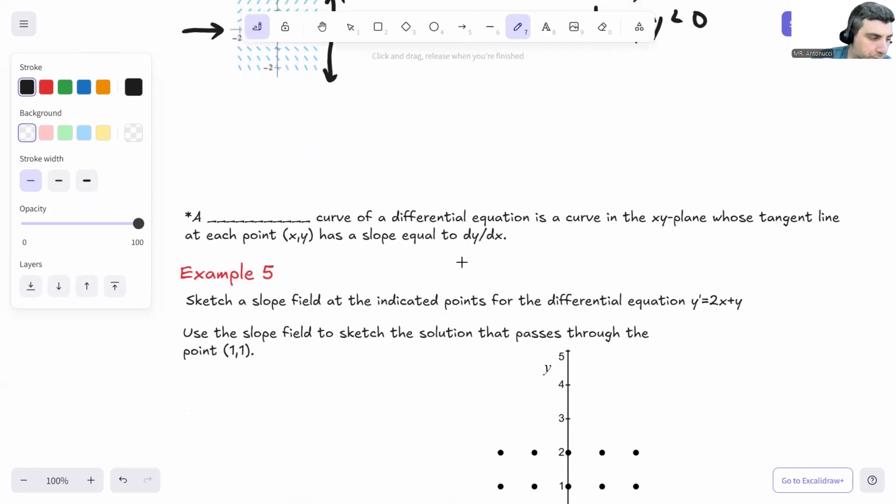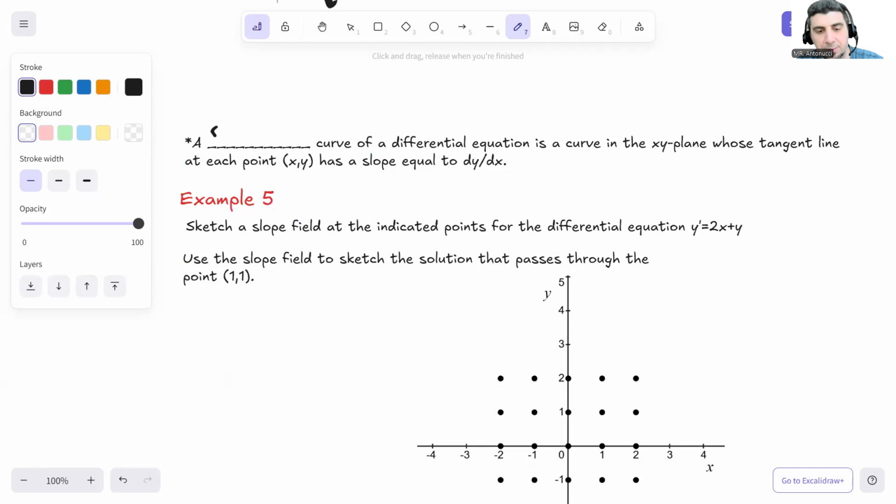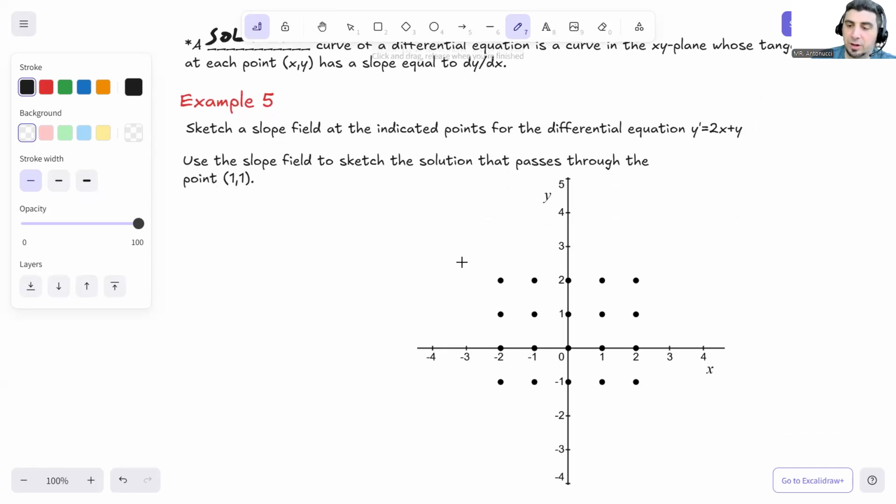Okay, so a solution curve of a differential equation is a curve in the xy plane whose tangent at each point xy has a slope equal to the derivative. So what we want to do is sketch a slope field here at the indicated points for the differential equation y prime equals 2xy. And then use the slope field to sketch the solution that passes through the point 1, comma 1. There's quite a few points here, 20 points. Typically, you're not going to be asked to construct a slope field for 20 points. I'll get you started, and then we'll fill the whole thing in, and then do the second part of sketching a solution curve.